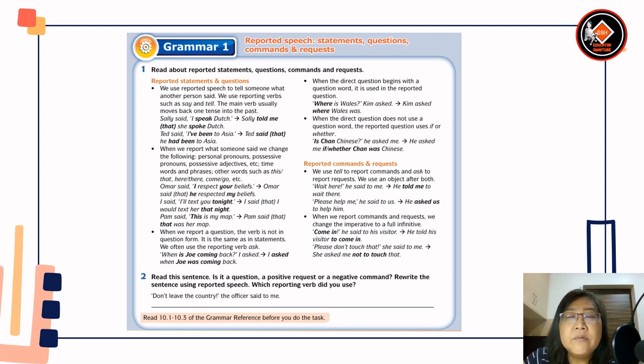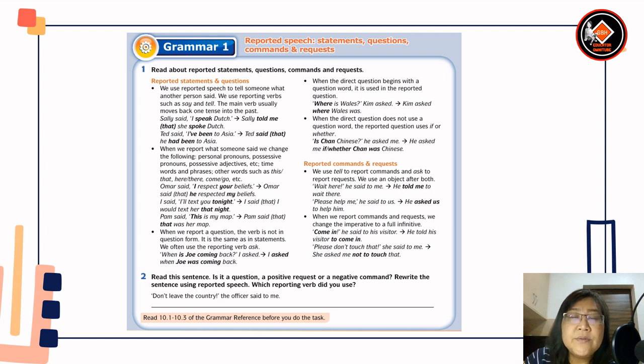We use an object after both. "Wait here," he said to me. So you must write, he told me to wait there. "Please help me," he said to us. So you have to write, he asked us to help him. When we report commands and requests, we change the imperative to a full infinitive.